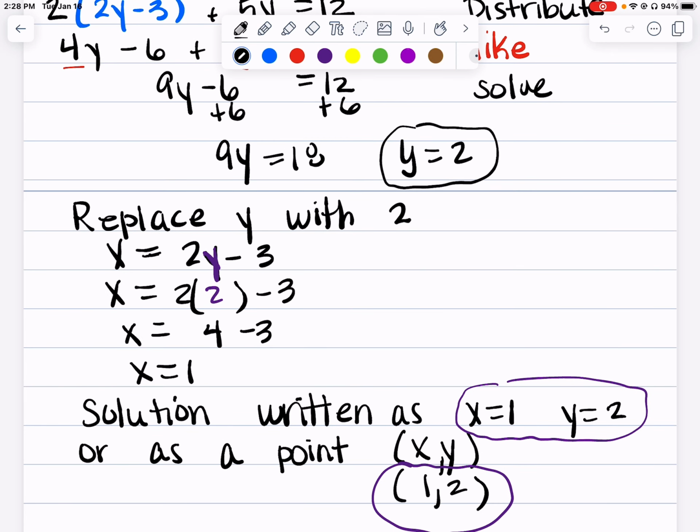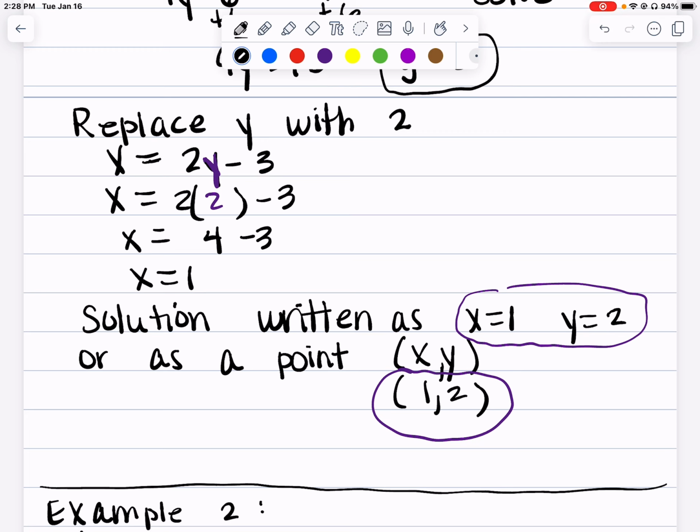Now we go back and replace y with 2. You can use any equation, but x equals 2y minus 3 will be easier. 2 times 2 is 4, minus 3 is 1. So we could write that as x equals 1, y equals 2, or as the point (x, y) = (1, 2).